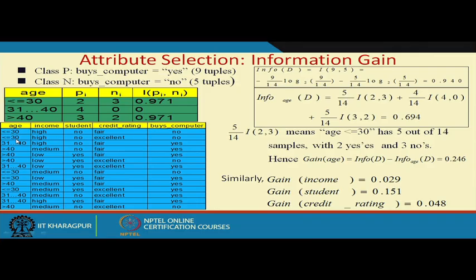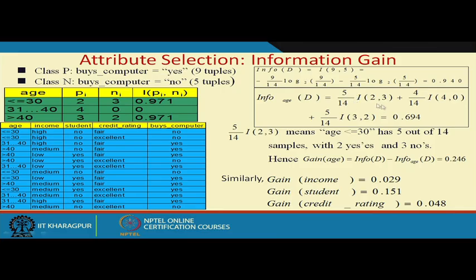1, 2, 3, 4, 5, total 5 entries are there, and out of these 5 entries there are 2 no's and 3 yeses. 3 no's and 2 yeses, 2 yes and 3 no.